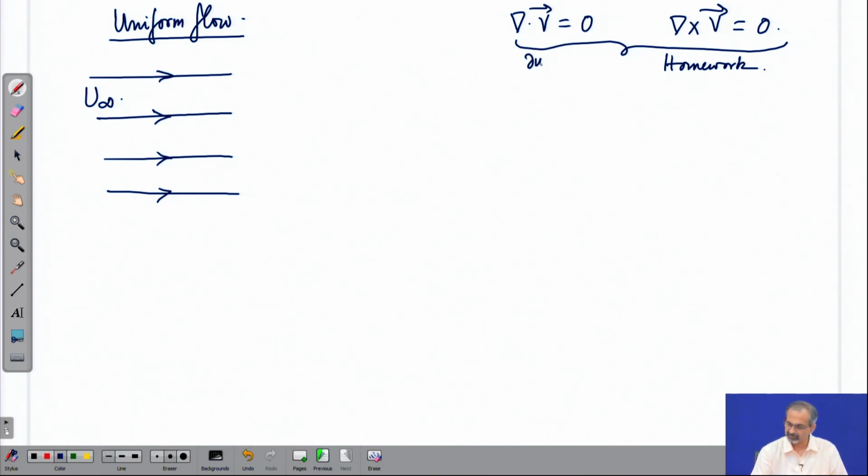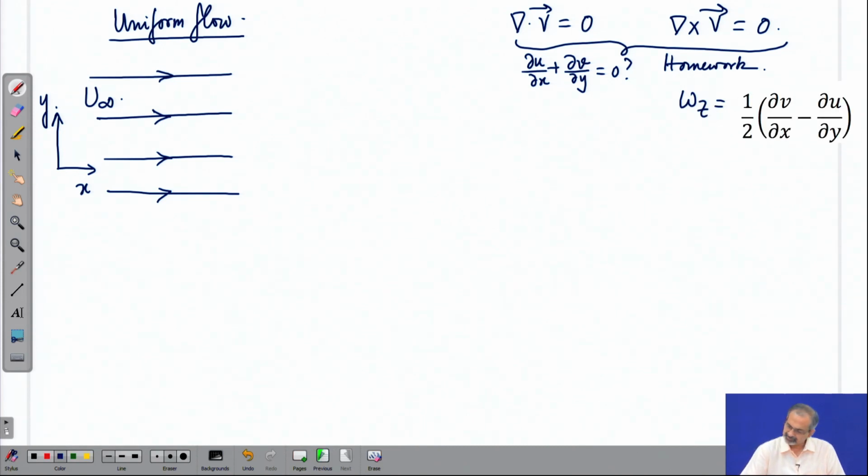Remember that here you have to look at del u del x plus del v del y, whether that goes to 0 or not. And here, because you are talking about a planar flow field, that means this is in the x y plane, you have to see whether the only component of vorticity which will exist in that case goes to 0 or not in uniform flow. So, you have to check basically whether these gradients exist for uniform flow or not.